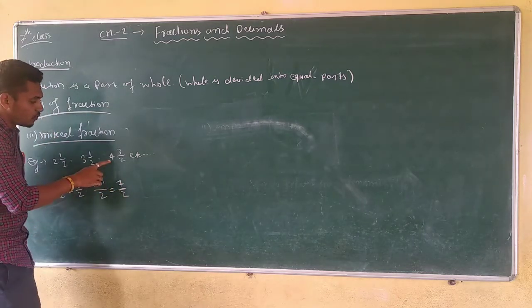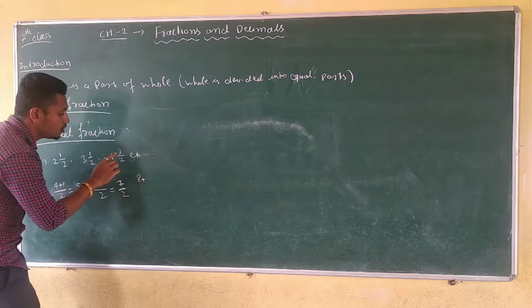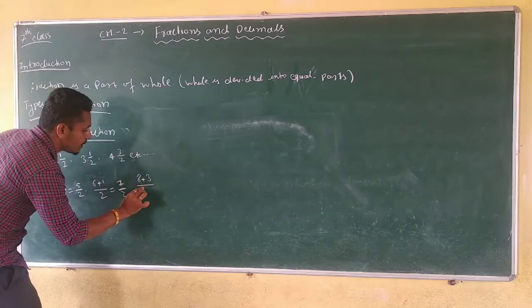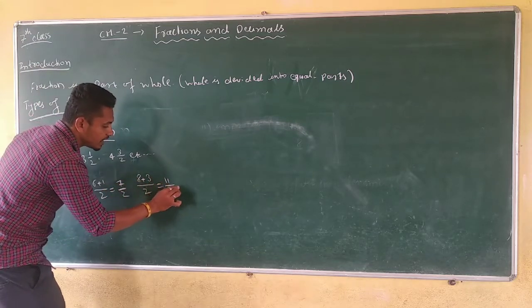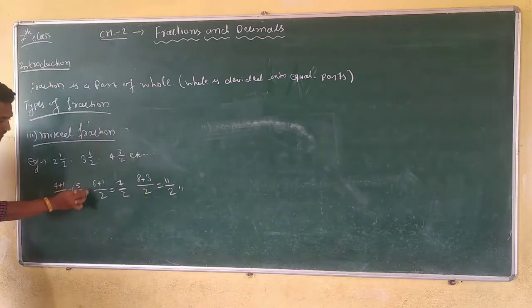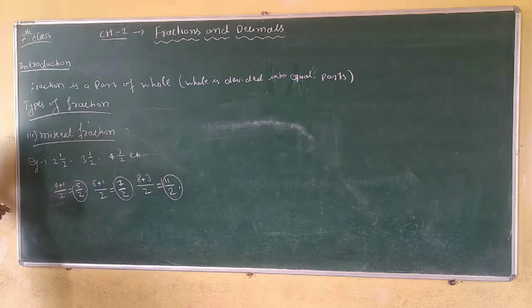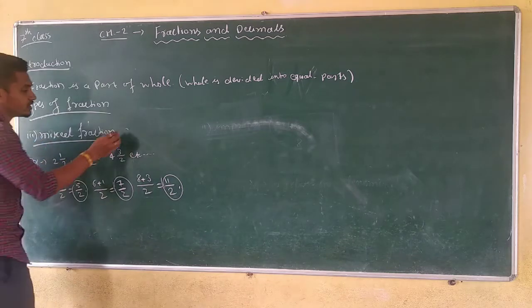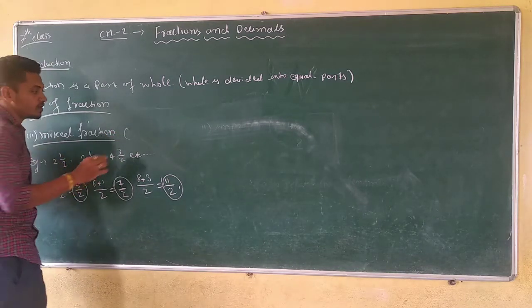Next, 4 into 2 is 8. So 8 plus the numerator 3, so 3 divided by 2 gives 8 plus 3, 11. 11 divided by 2. So these are our improper fractions, and mixed fractions are written in the form of improper fractions.